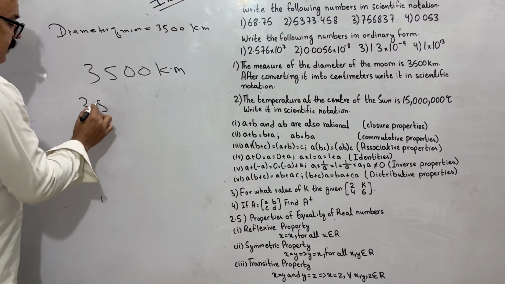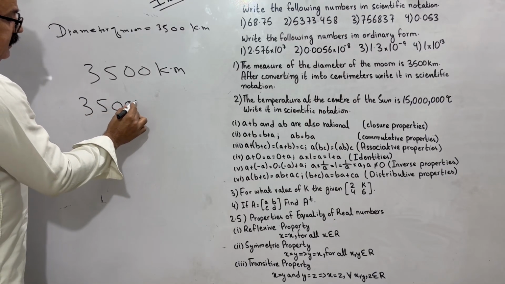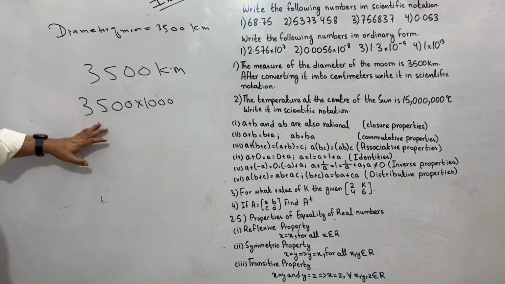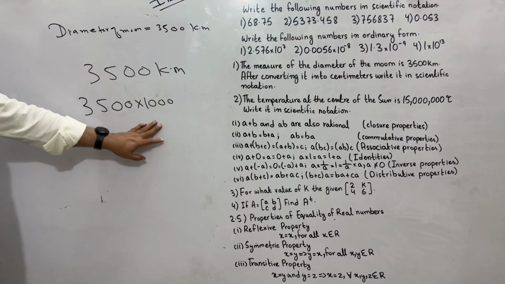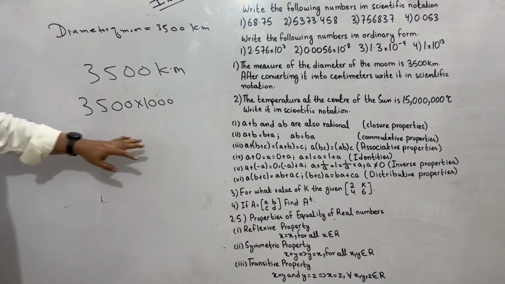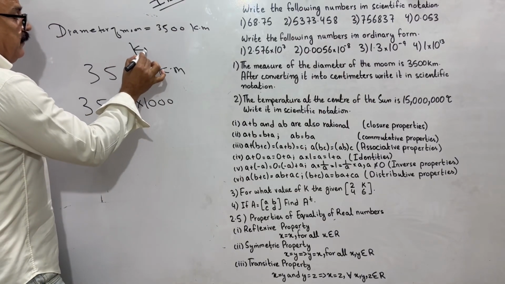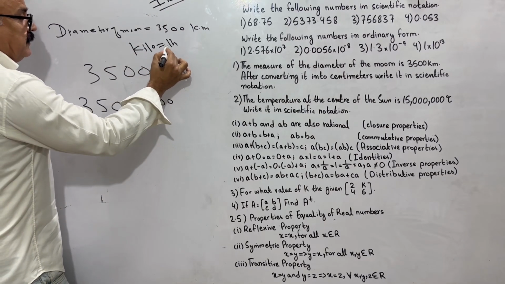We know that from kilometer to meter, multiply by 1000, or 10 power 3, because each kilometer contains 1000 meters. Kilo stands for 1000.